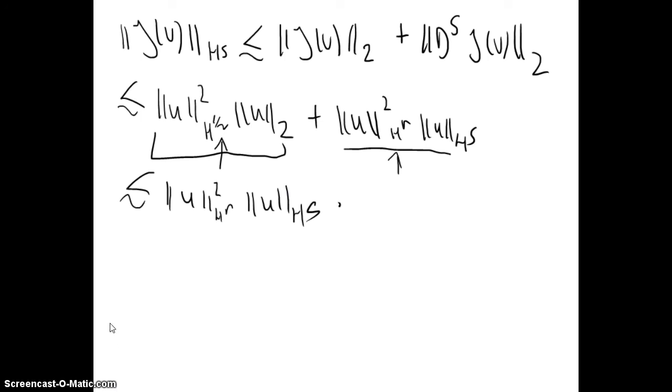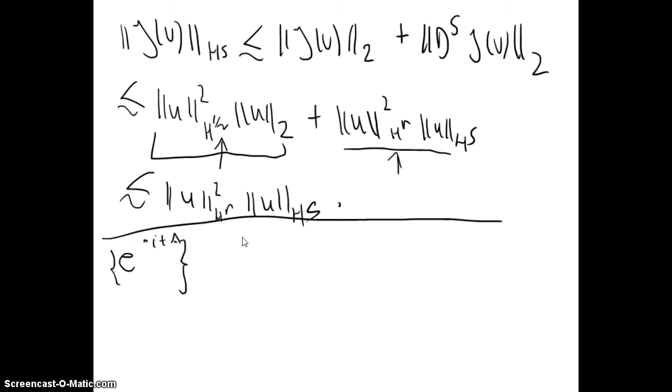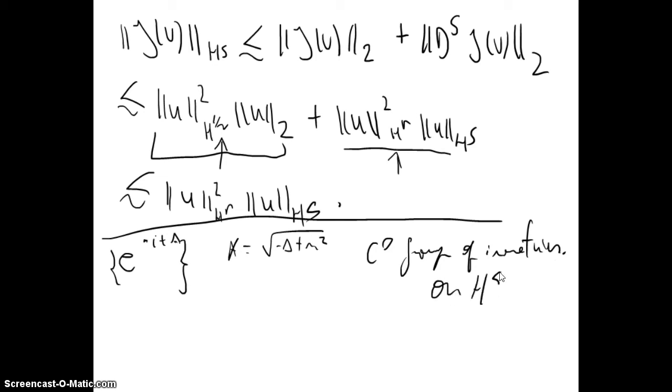So once we have lemma 3, now we note that e to the minus itA, okay, is a unitary group of operators. Always recall A equal to multiplication by x squared. This is a C0 group of isometries, okay, but now on H^S.